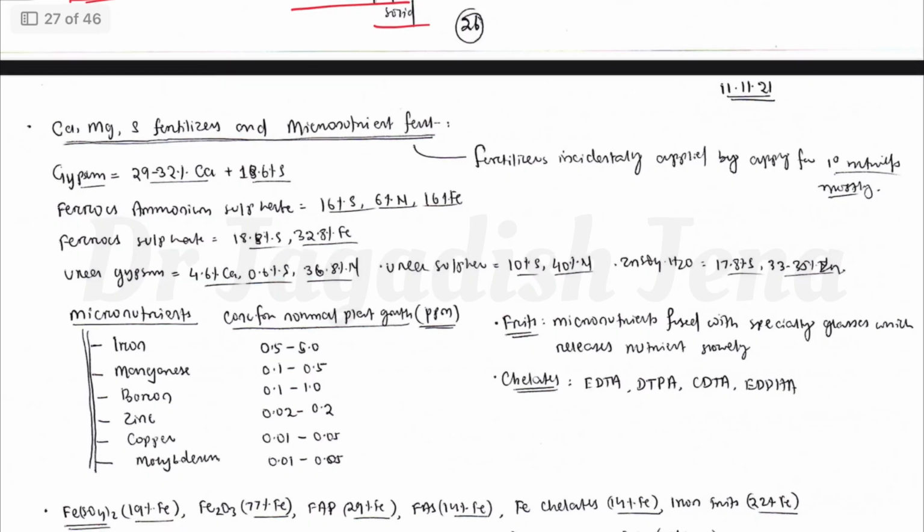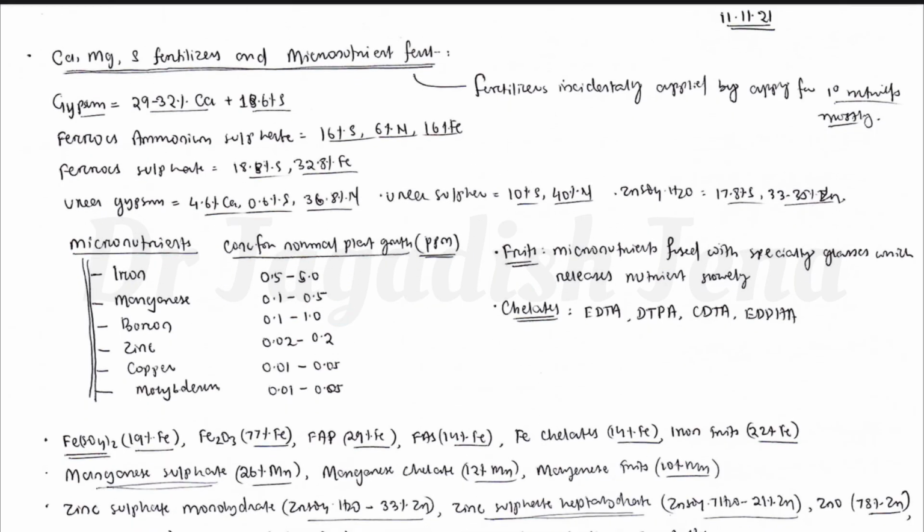Then let's discuss some of the macro and micronutrient sources: calcium, magnesium, sulfur fertilizer and micronutrient fertilizer. Basically, these fertilizers are incidentally applied by application of primary nutrients mostly. In the case of micronutrients, the fertilizer efficiency is very low, and micronutrients are basically fixed in the soil. So their availability depends on the nutrient dynamics, soil organic matter and soil organisms.